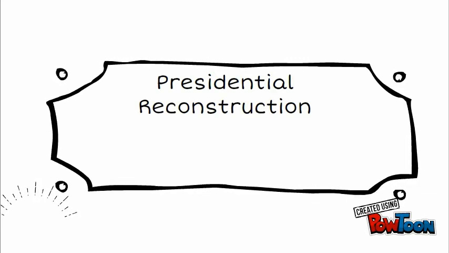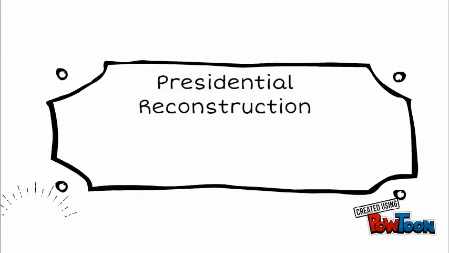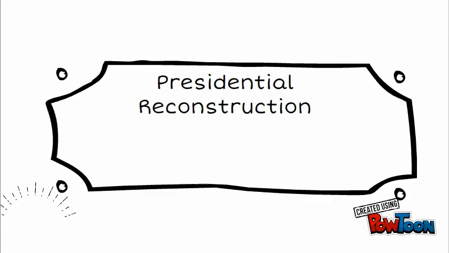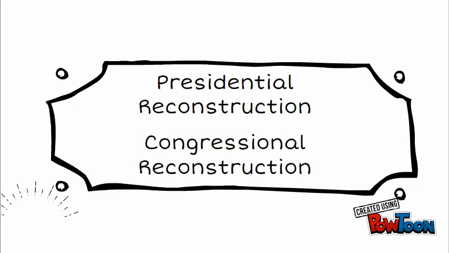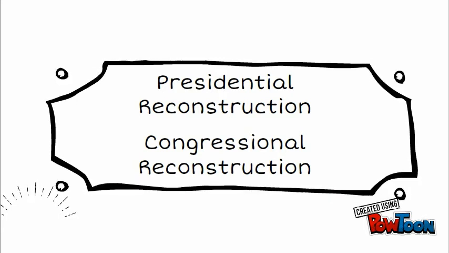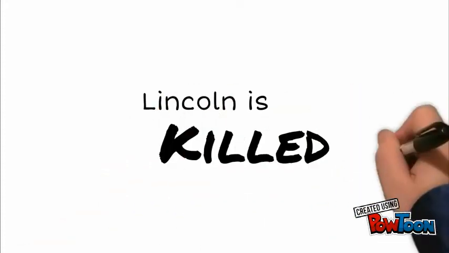First is presidential Reconstruction. And that was when Lincoln wanted to use the 10% plan, where only 10% of the state's population had to take an oath of loyalty in order to be readmitted into the Union. This is really different from Congressional Reconstruction, which was much more harsh. Radical Reconstructionists in Congress wanted to severely punish the South. But something complicated that. It was the assassination of Abraham Lincoln in 1865.